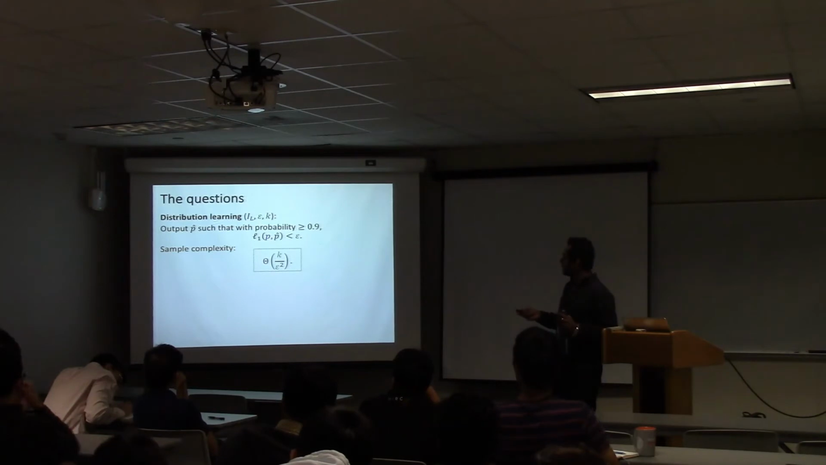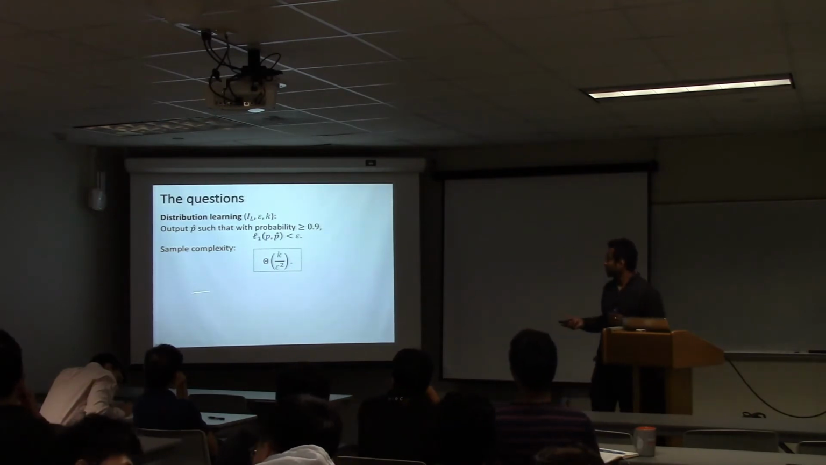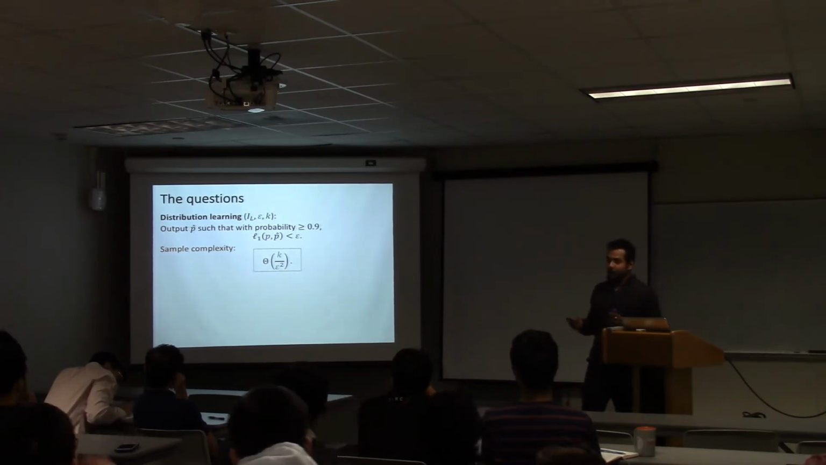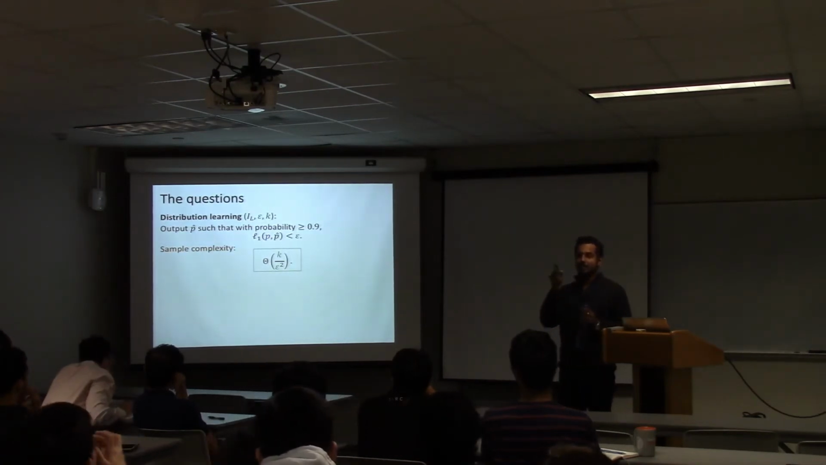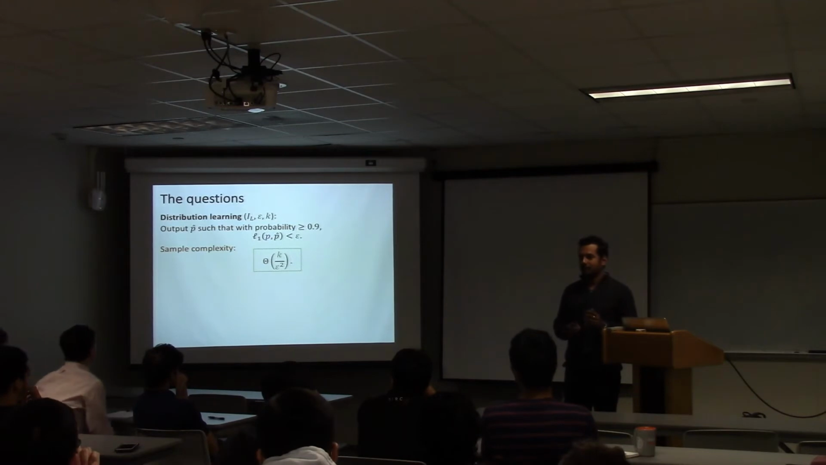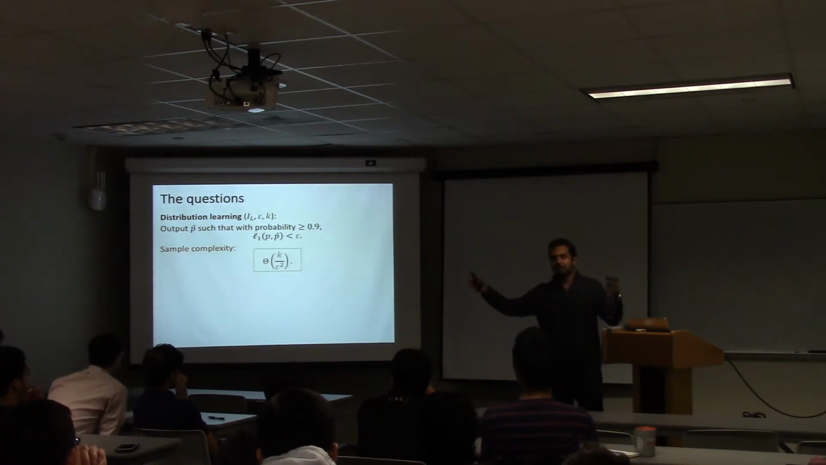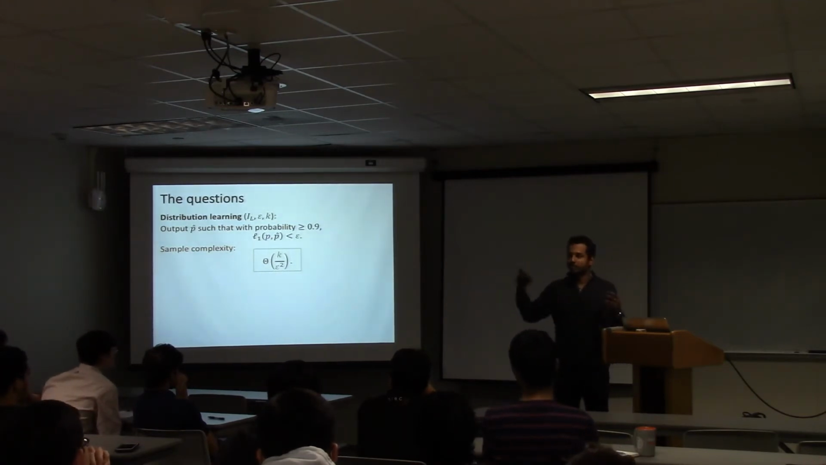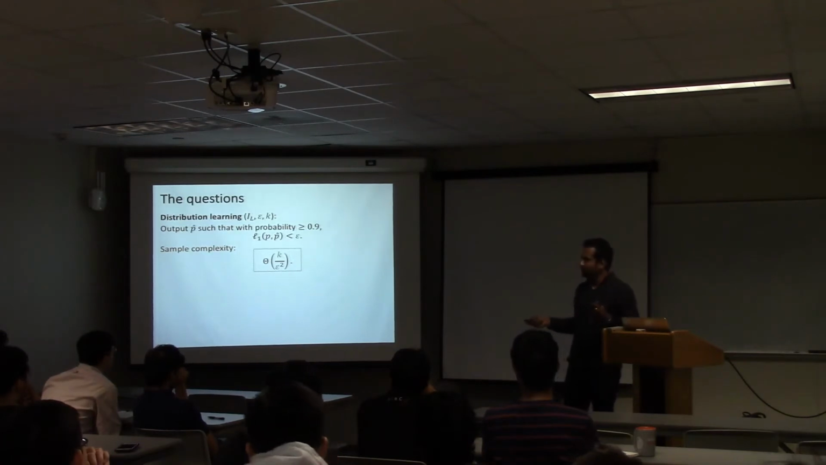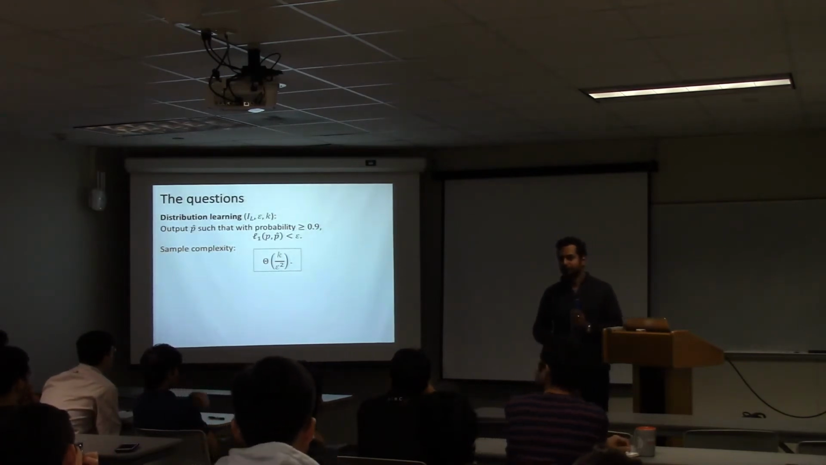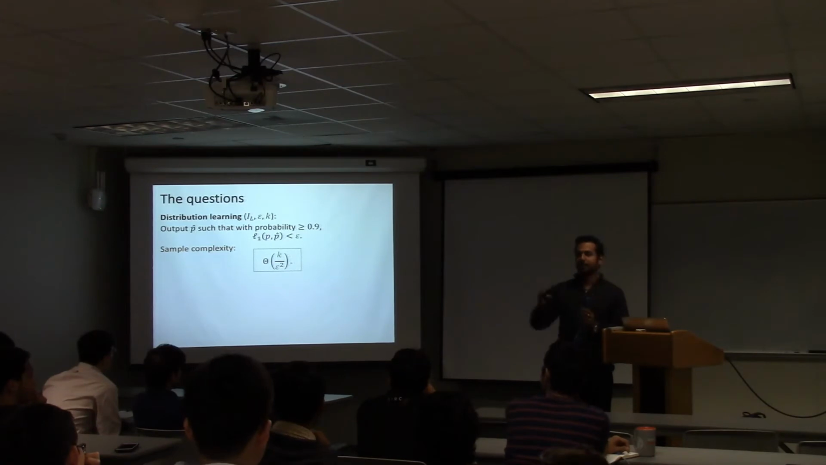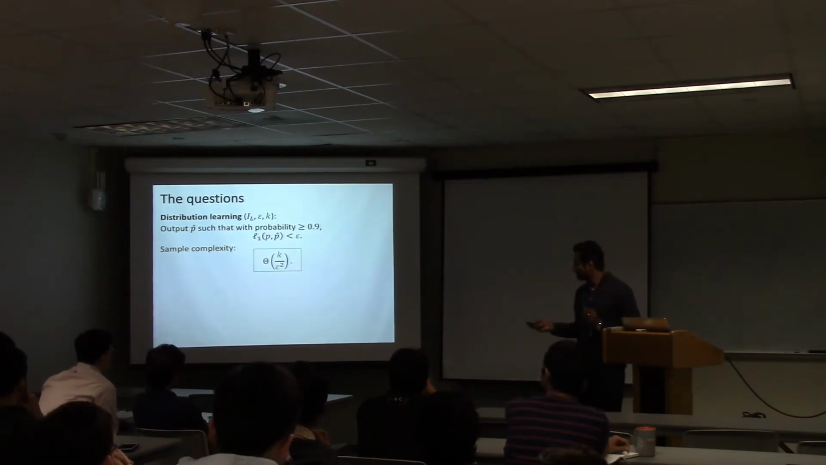For the first one, when you want to learn a distribution over K elements up to accuracy epsilon, the number of draws that we need is K divided by epsilon square. So if you want to estimate a distribution over K elements, you need linear in K observations, and the dependence on epsilon is inverse epsilon square. Okay, so for learning, it's linear in k. That's all we need to remember.